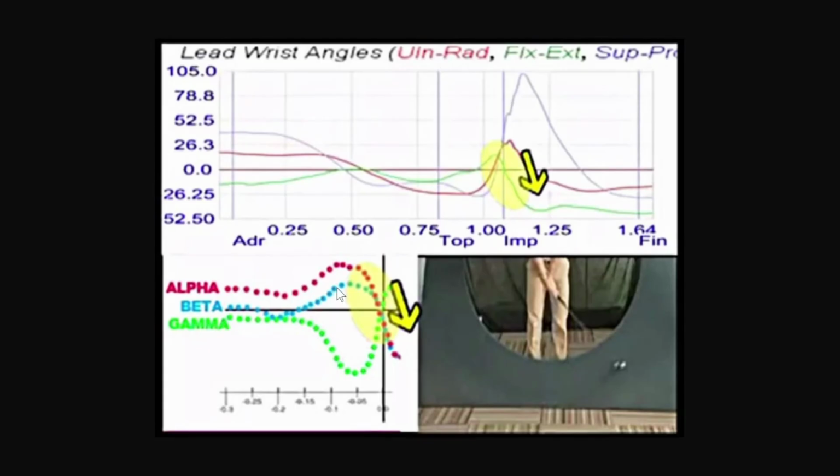A beta torque refers to any force that is perpendicular to the functional swing plane, and a gamma torque refers to twisting the club handle about its longitudinal axis.